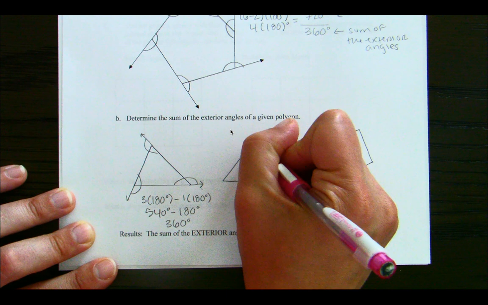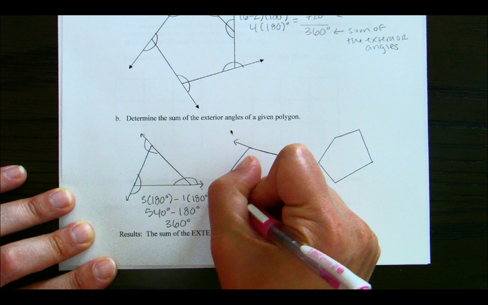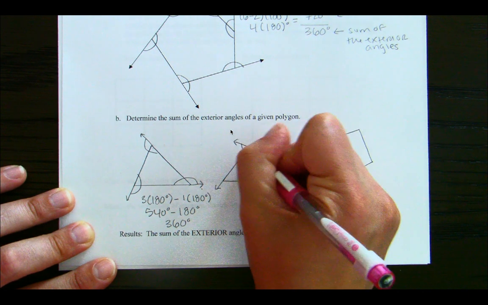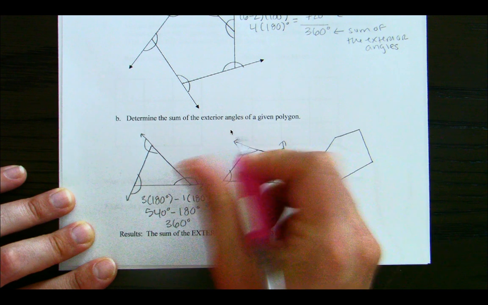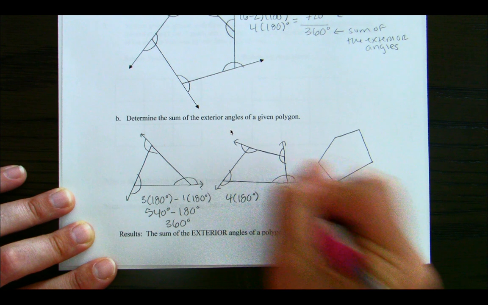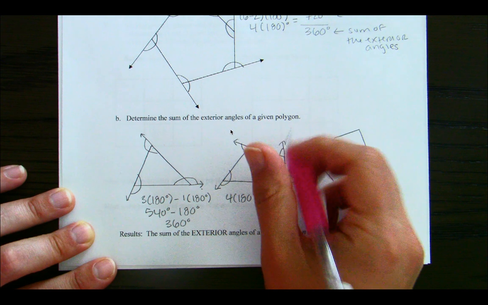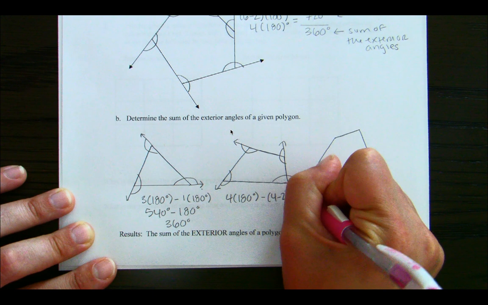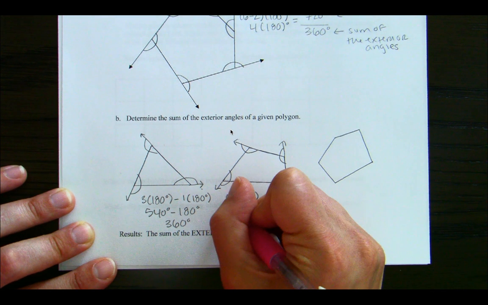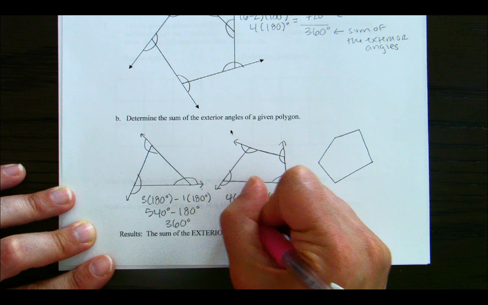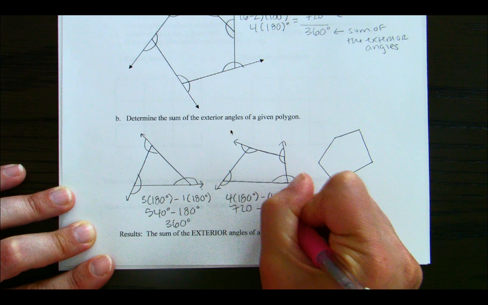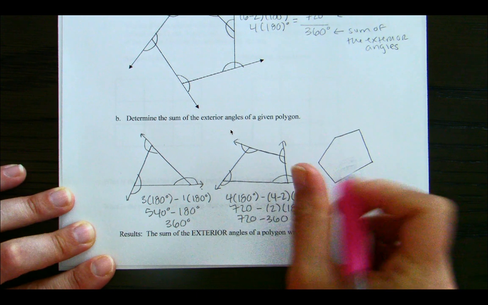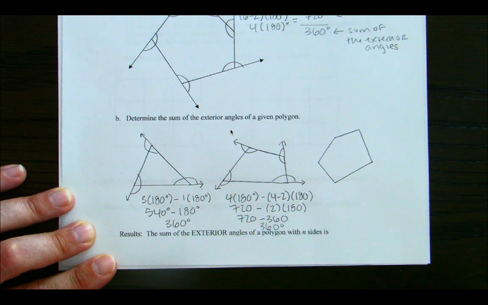I'm going to repeat this process where I extend the lines, and I see that I have 4 lines. I'm going to subtract my interior angle. That means I have 4 minus 2 times 180. So now we have 4 times 180, which is 720, minus 2 times 180. 720 minus 360 gets us 360 again.